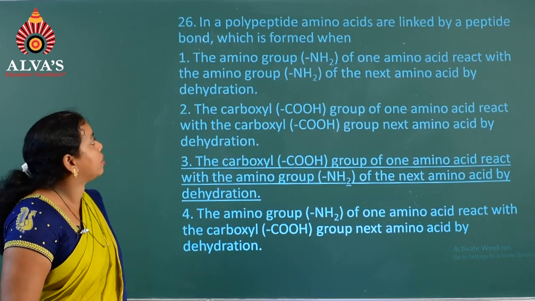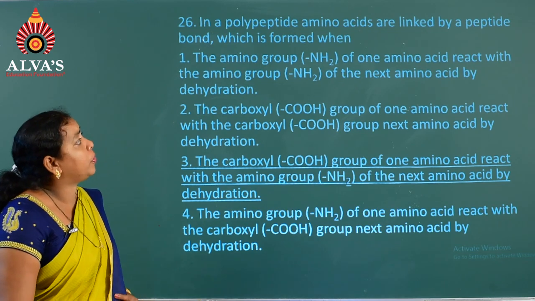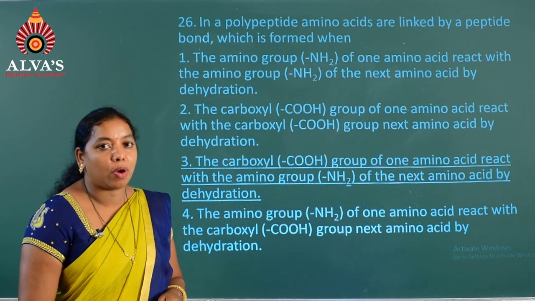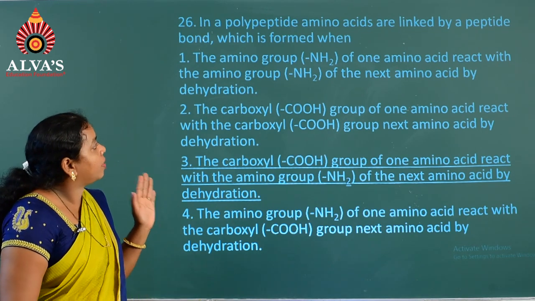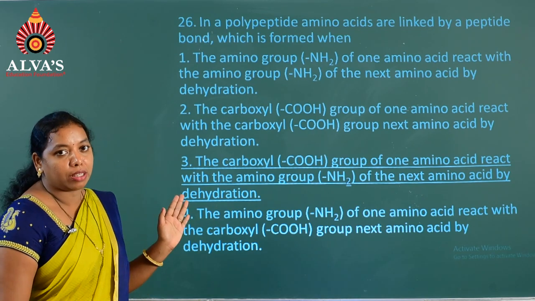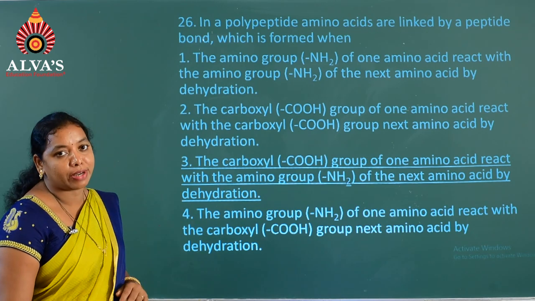Moving on to the next question, question number 26. In a polypeptide, amino acids are linked by a peptide bond, which is formed when, first option, the amino group, that is NH2, of one amino acid reacts with the amino group of the next amino acid by dehydration.